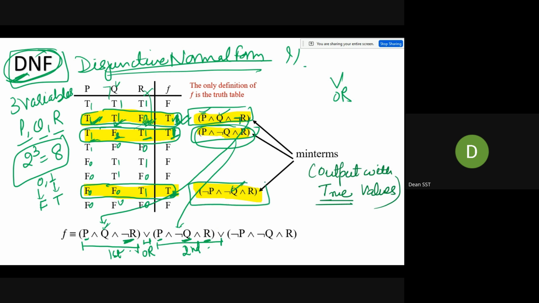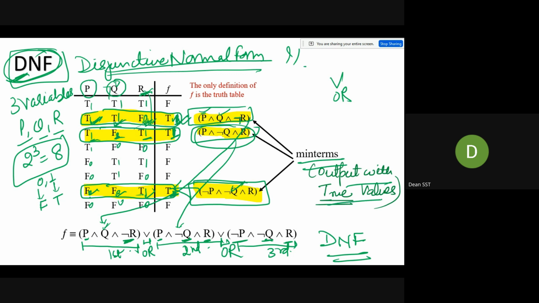Then for the third expression, see its row, 0 0 1. That is, P will be negation, Q will be negation, and R as it is. So P negation, Q negation, R as it is. This is the third. And the joining element is what? Or. So this is disjunctive normal form, DNF. And these are known as min terms. Min terms means outputs with the true values, output with the one value. Now you can find disjunctive normal form, DNF.